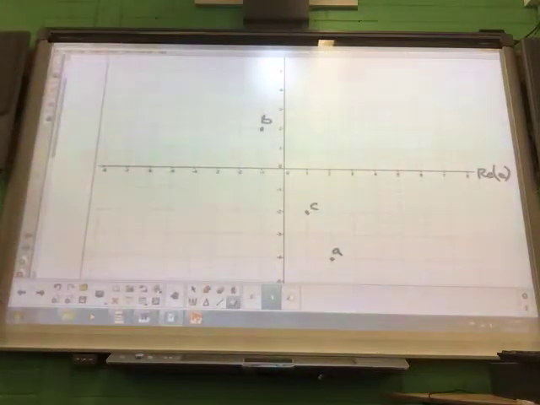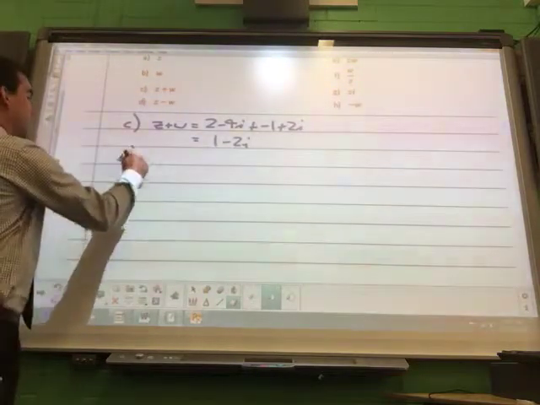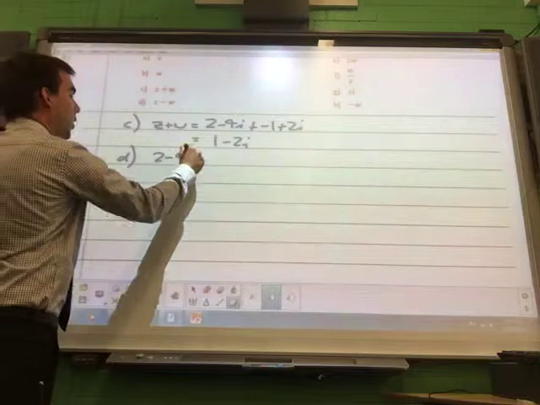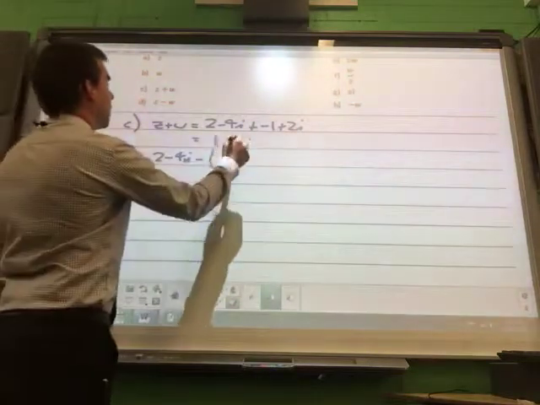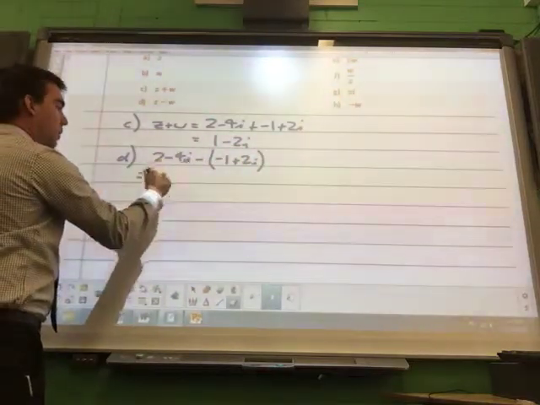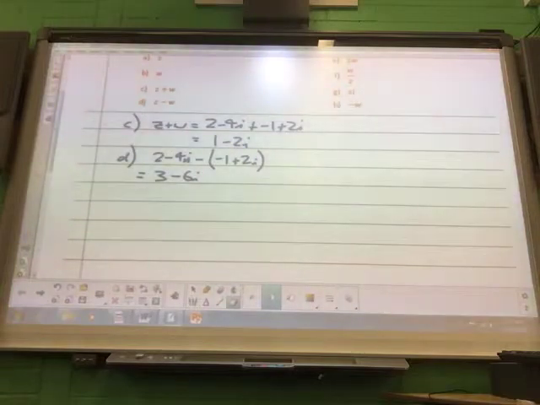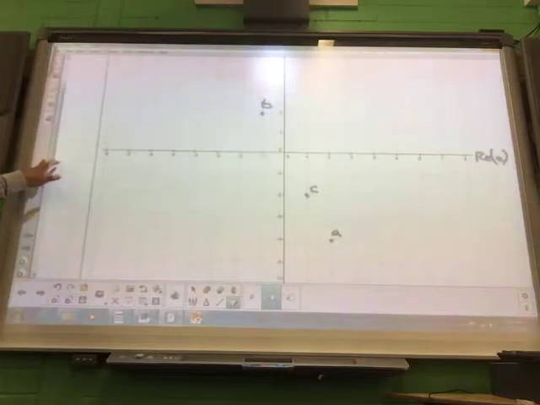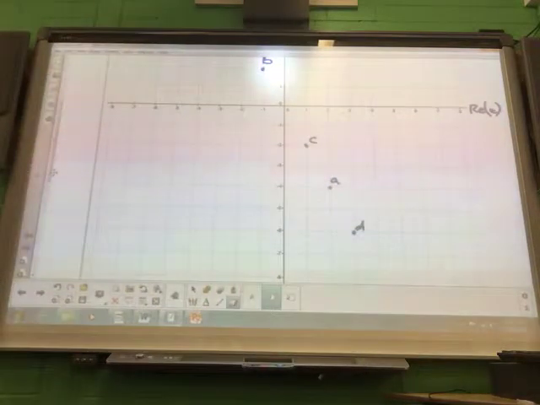Okay, so I'm labelling with the question number there. D, Z take away W, so we've got 2 take away 4i, take away, don't forget your bracket because you are taking away a term which consists of more terms, -1 plus 2i. Right, 2 take away -1, which is 3, and -4 take away a +2, which is -6. So we treat the real part on your horizontal axis and the imaginary part on your vertical axis. So 3, -6, which is D.